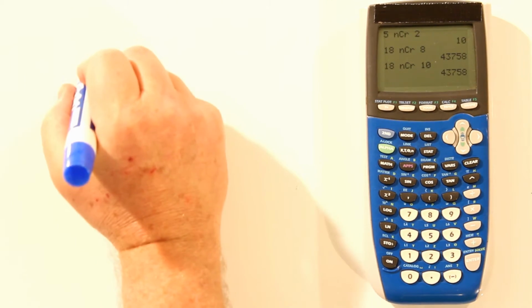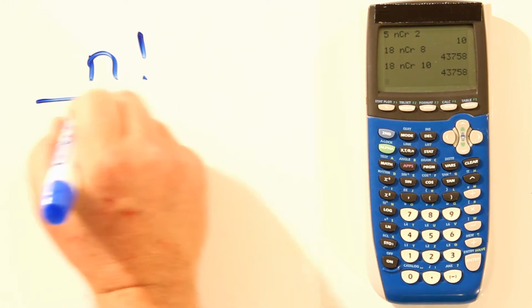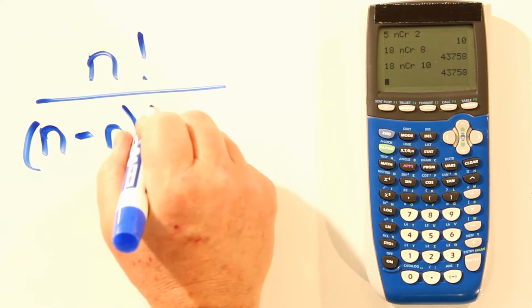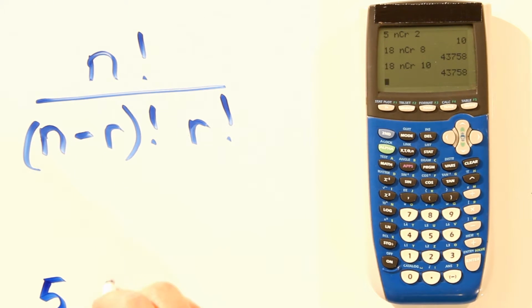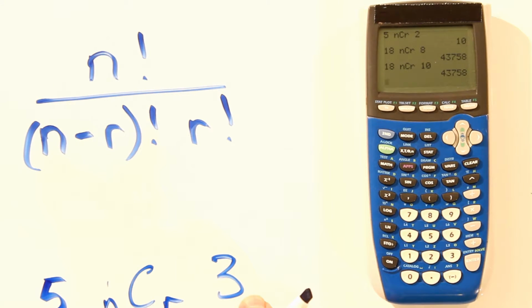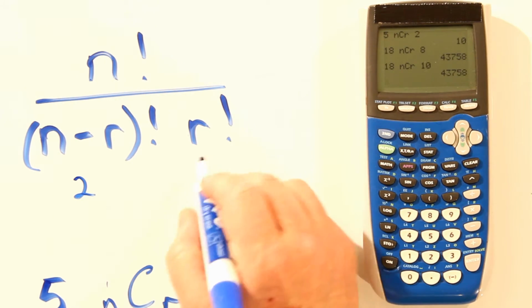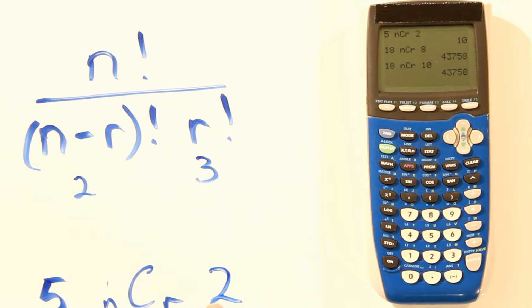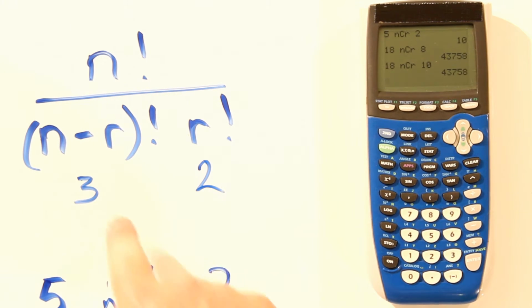Let's look at the formula for combinations. It's n factorial over n minus r factorial, r factorial. When we had 5 nCr 3, r is 3. 5 minus 3 goes here, n minus r is 2, and r is 3. When we had 5 nCr 2, 5 minus 2 is 3, and r is 2. All you're doing is switching the positions of the 3 and the 2 in the denominator. Anytime you're doing combinations and you're just switching r for the difference, 5 minus 2 is 3, 5 minus 3 is 2, 18 minus 10 is 8, 18 minus 8 is 10, you're going to get the same answer.